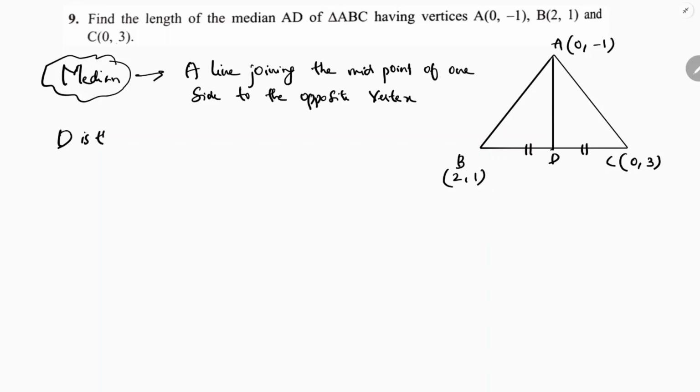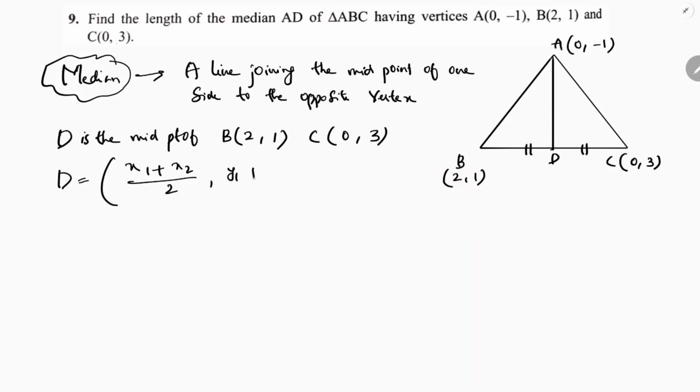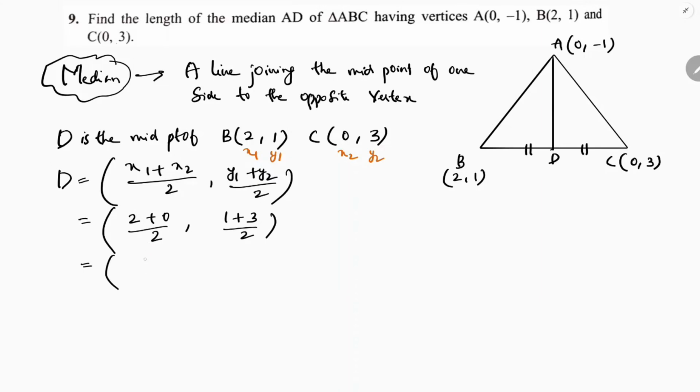So D is the midpoint of B and C. First I'll find D. The midpoint formula is (x1 plus x2) by 2, (y1 plus y2) by 2. Here x1, y1, x2, y2. For D I'll get (2 plus 0) by 2, (1 plus 3) by 2. 2 by 2 is 1, 1 plus 3 is 4, 4 by 2 is 2. So D is (1, 2).